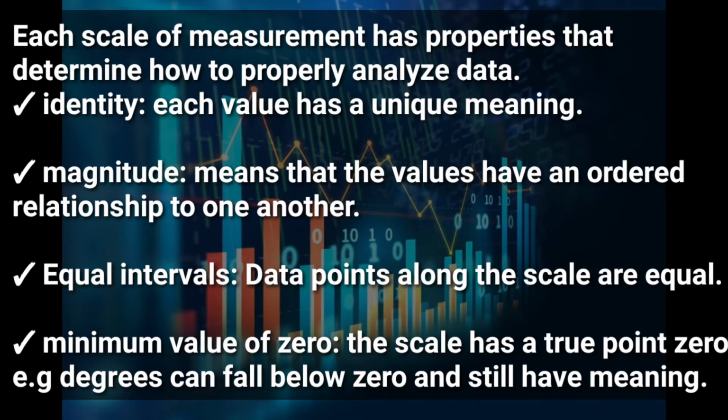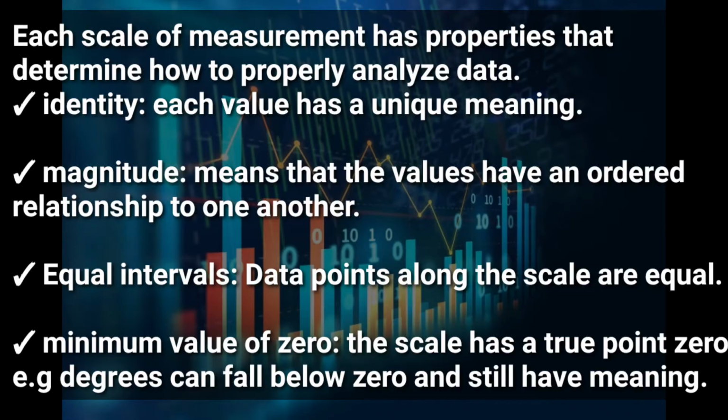So before we look at the scales of measurement in detail, we are going to first look at the properties that determine how to properly analyze data. The first property we have, of the 4 properties, is identity. Each value has a unique meaning. Then the second property is called magnitude. Magnitude means that the values have an ordered relationship to one another.